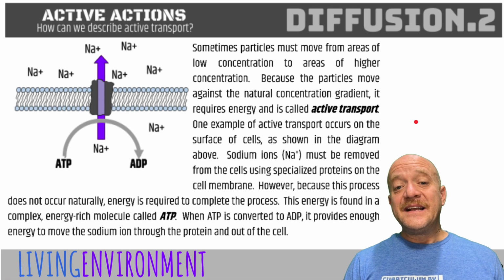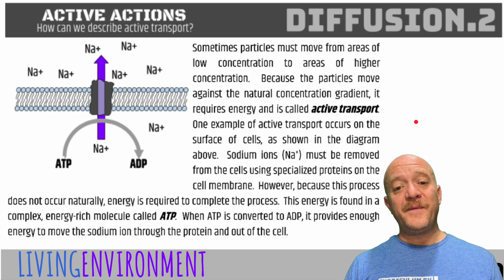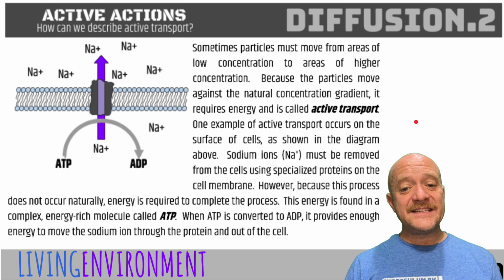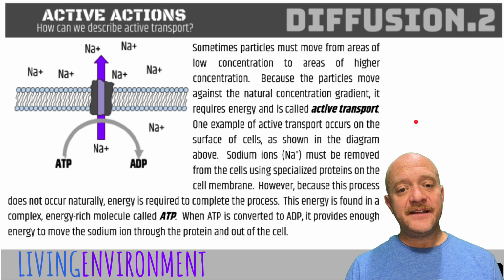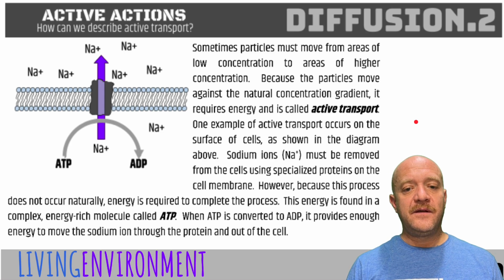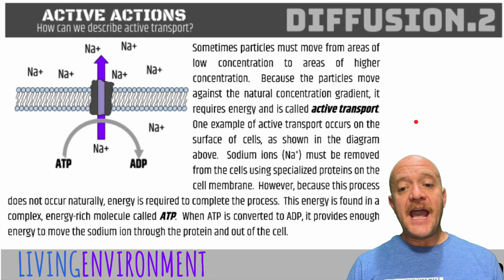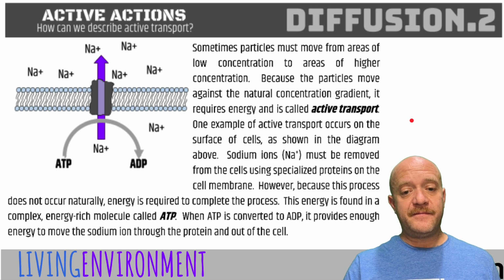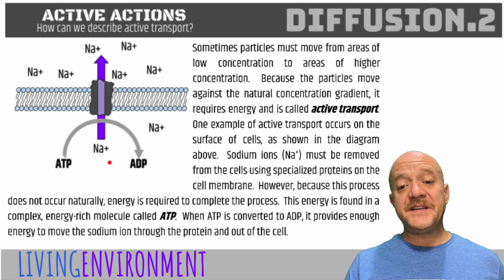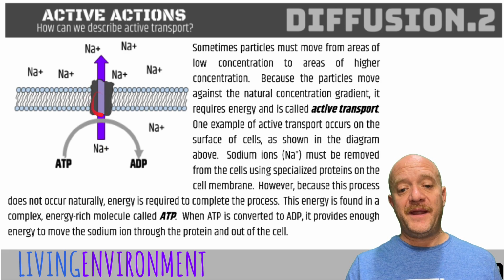Now, sometimes particles must move from areas of low concentration to areas of higher concentration. Because the particles move against the natural concentration gradient, it requires energy and is called active transport. One example of active transport occurs on the surface of cells, as shown in the diagram above, right here. Sodium ions, that's this, Na, must be removed from the cells using specialized proteins on the cell membrane.